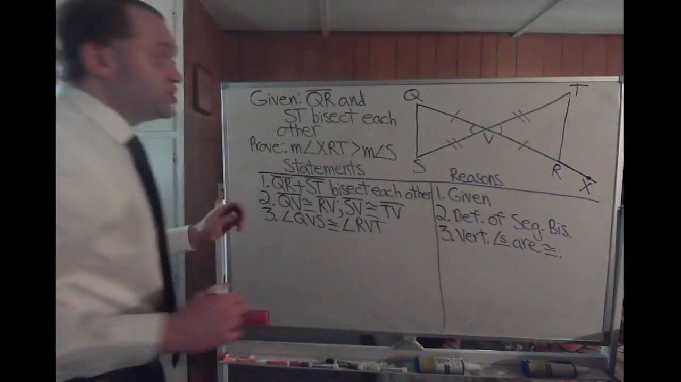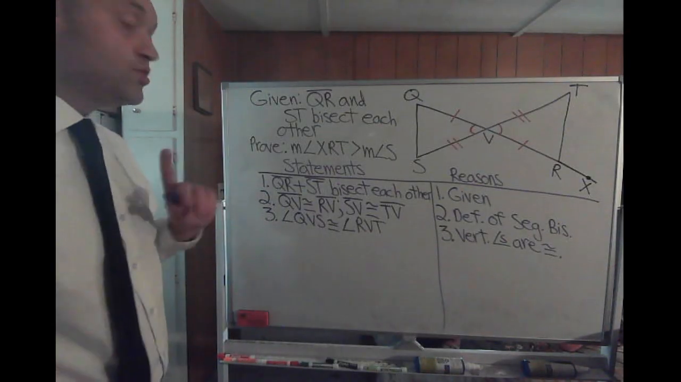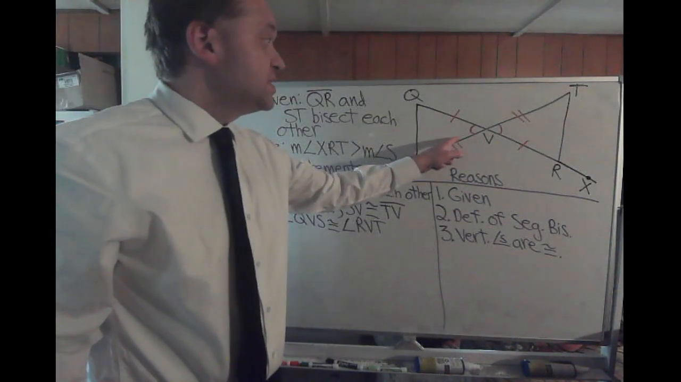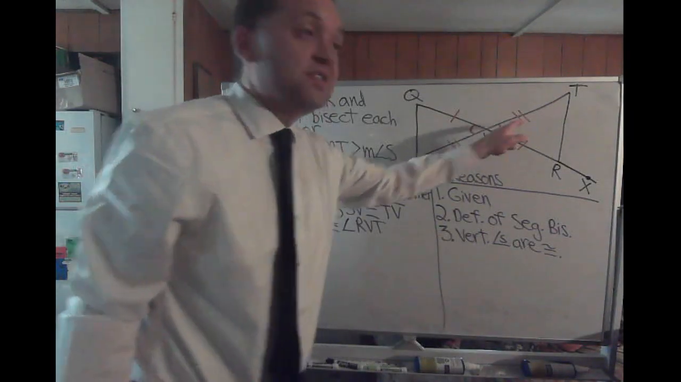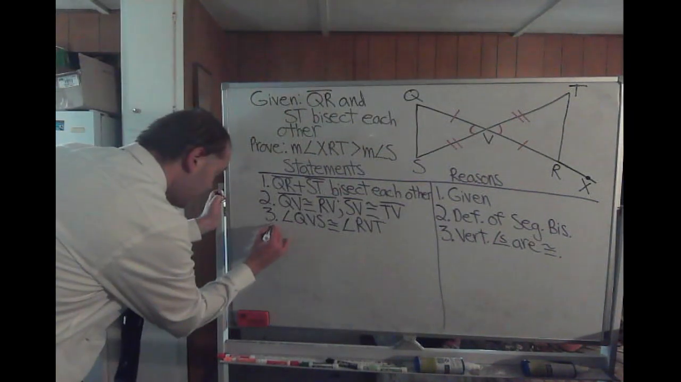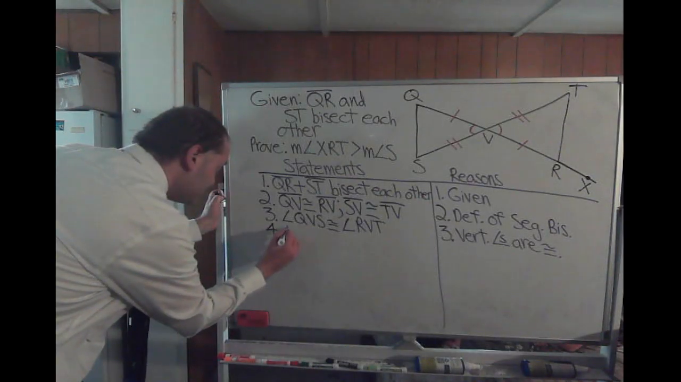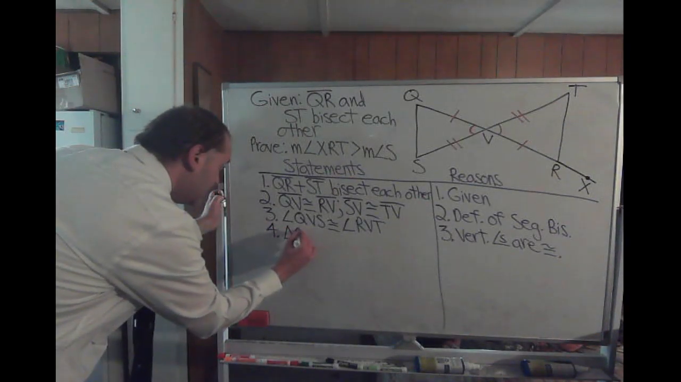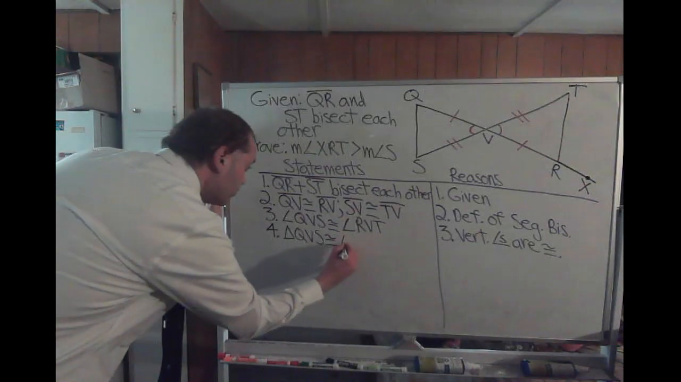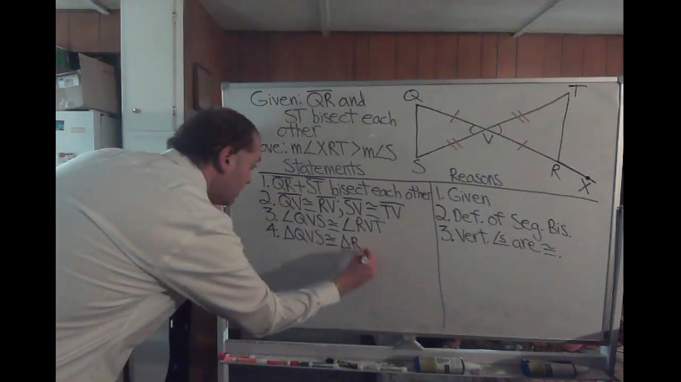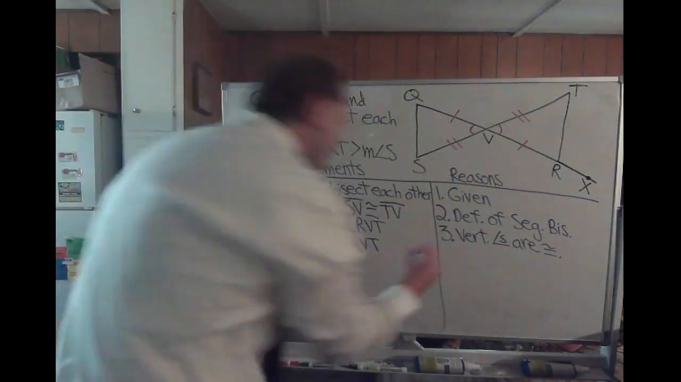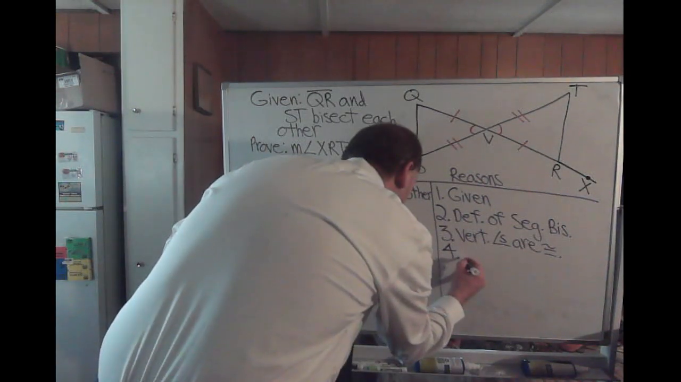Okay, now look at your two triangles. You have a side, angle, and a side congruent in each triangle. Therefore, that is actually sufficient to now say that triangle QVS is congruent to triangle RVT by the side angle side theorem, or the SAS theorem.